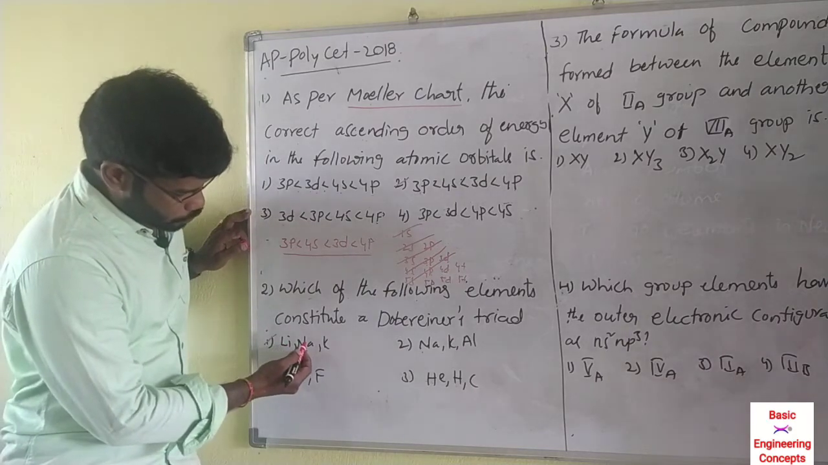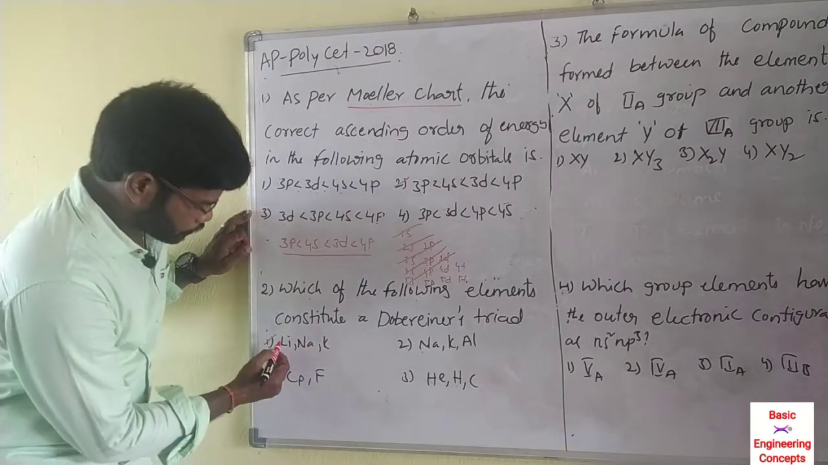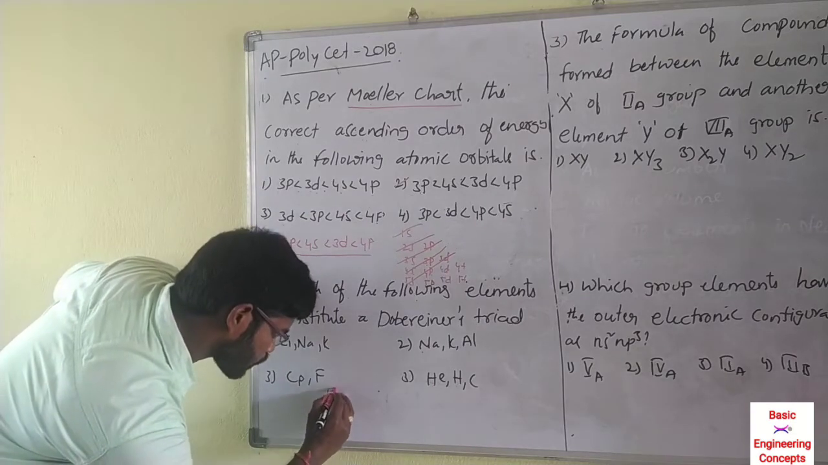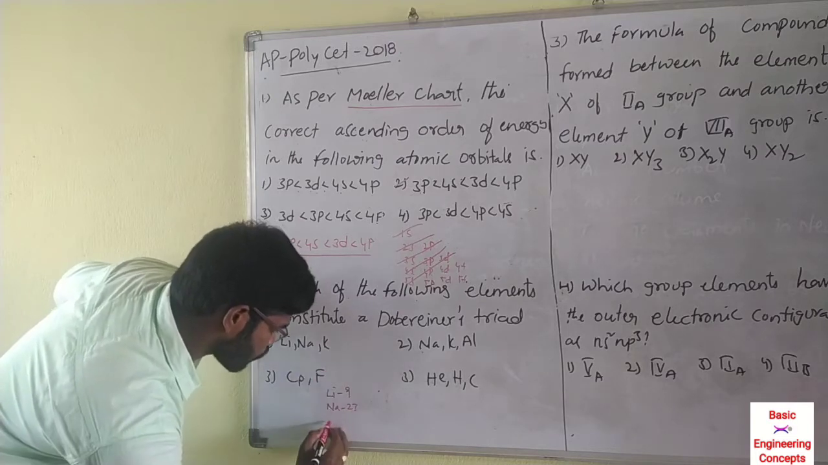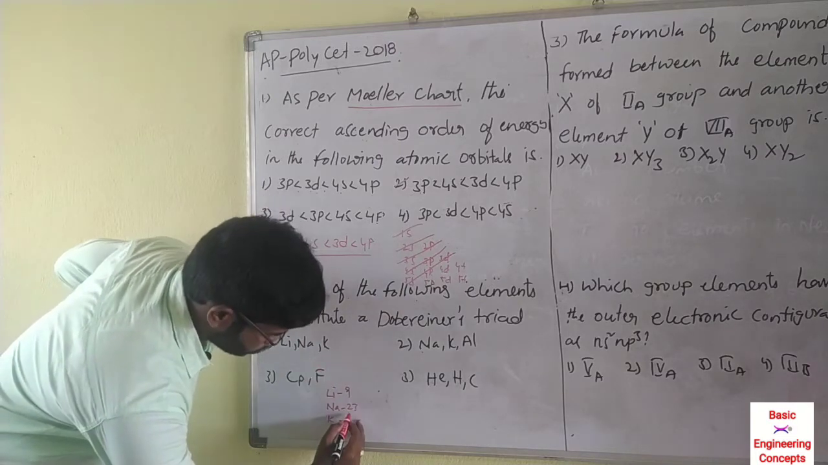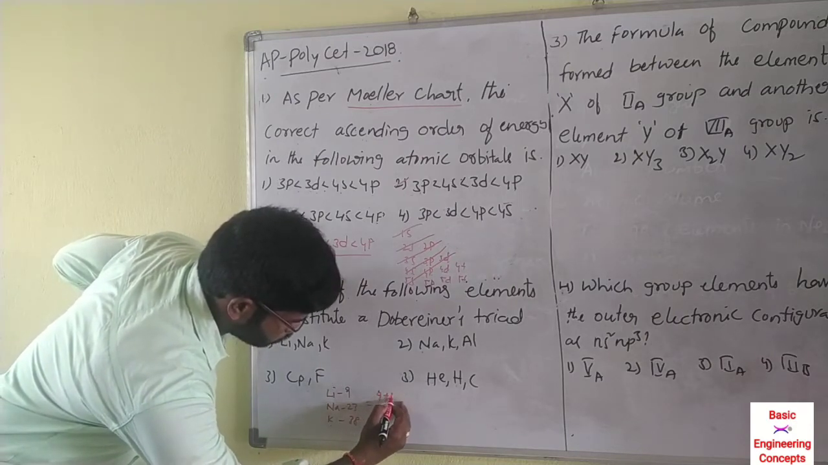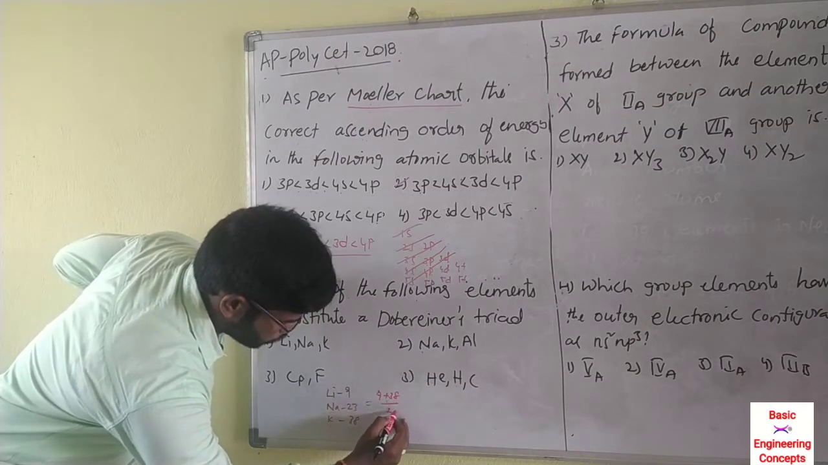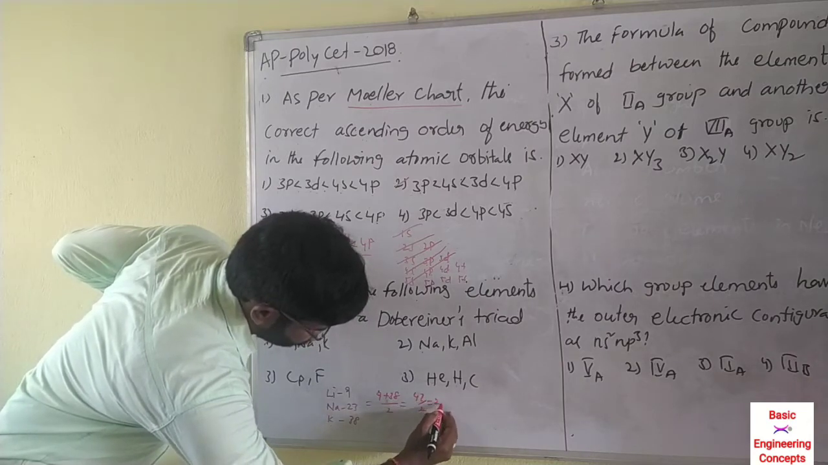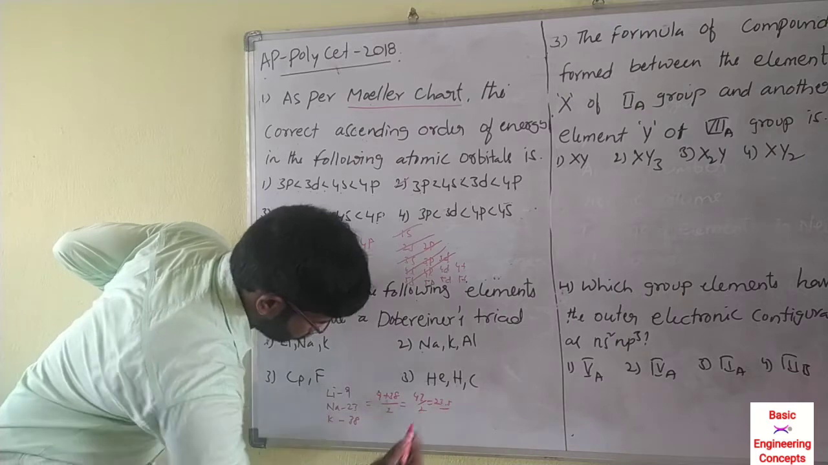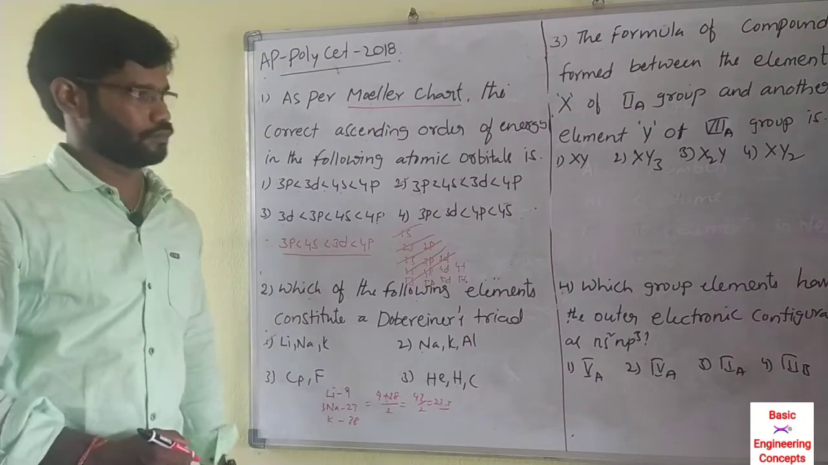Lithium, sodium, potassium have similar properties, and also lithium's atomic weight is 7, sodium's is 23, potassium's is 39. According to Dobereiner, 7 plus 39 by 2 is 23. So the average is equal to the middle element. So this is the correct answer for this question.